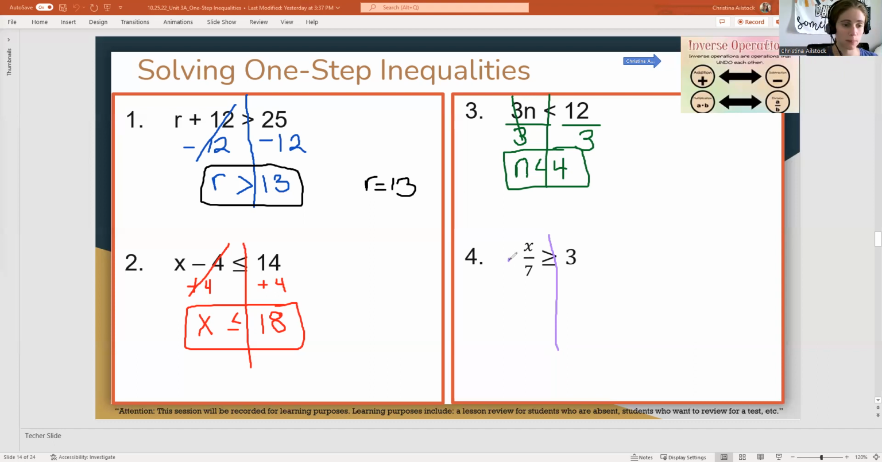Multiplication. We're going to multiply both sides by 7. When we do the inverse, when we undo something, it cancels out. So we're just left with x. Bring down your inequality sign, and 3 times 7 would be 21. And we're done.